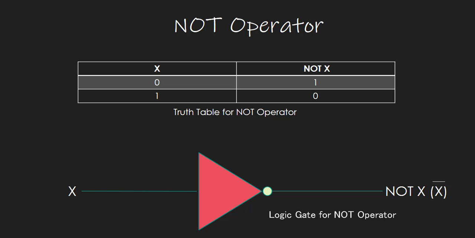We have a triangle and a circle at the point of the triangle, and we are giving x as input to this triangle. What is it producing? It is producing not of x, or we can say x bar. So if the value of x is 0, then this gate will produce the output 1, and if the value of x is 1, then this gate will produce the output 0. Let's move on to the next operator.